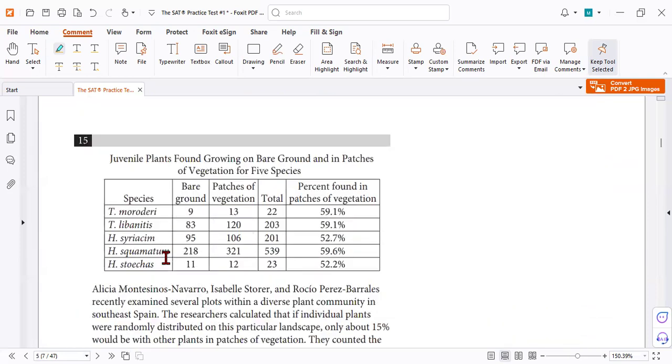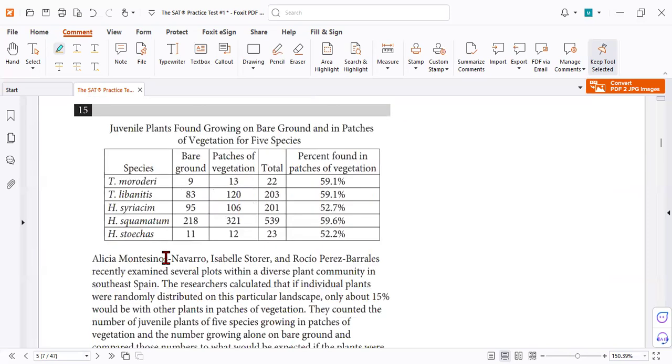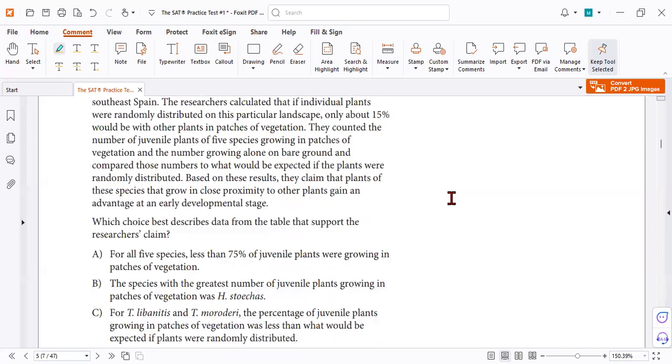Okay. Infographic is easy, but it takes time. And now let's read in silence together to find it. It's a question.